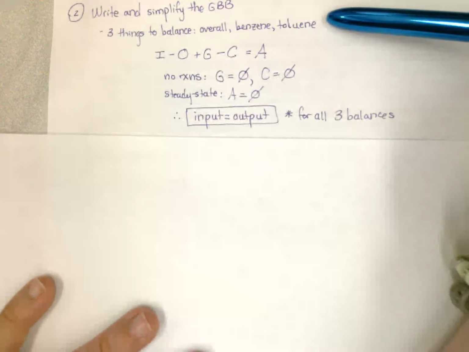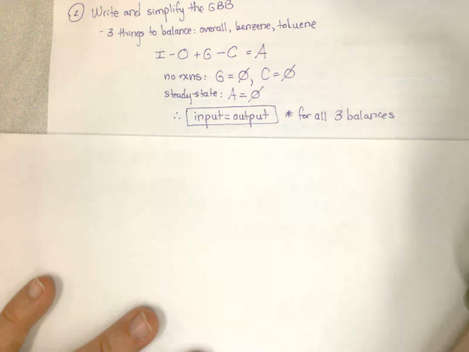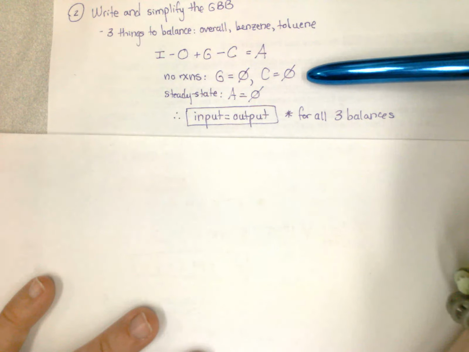If you need to convince yourself of that, take time to make sure that you understand that it's the same for all three. I'm kind of skipping a step and not doing each individually. So here's the general balance equation: input minus output plus generation minus consumption equals accumulation. No reactions are occurring. This is a mixing system.